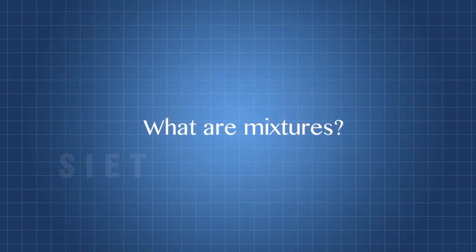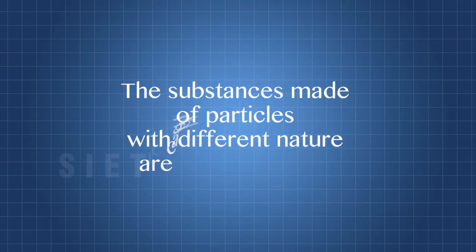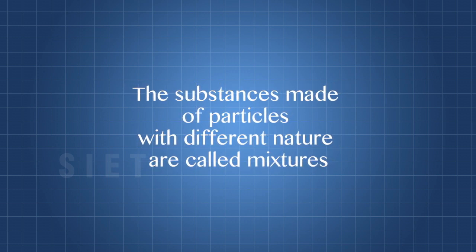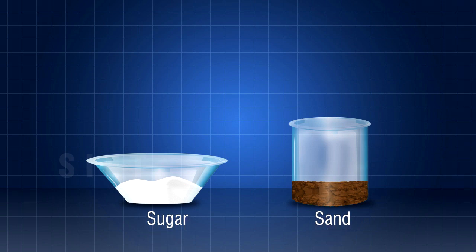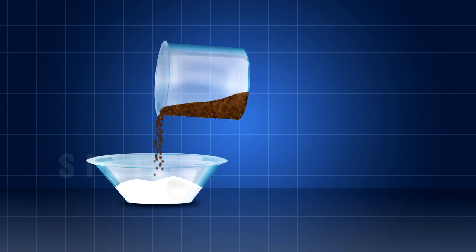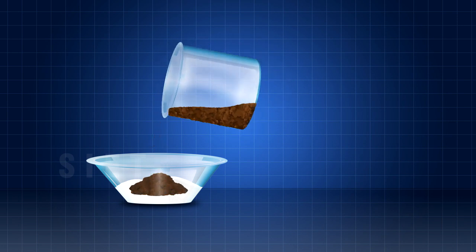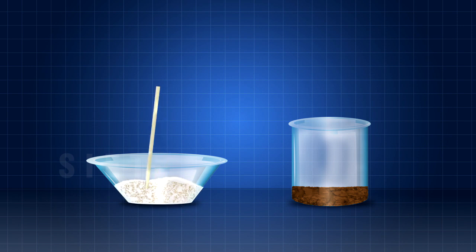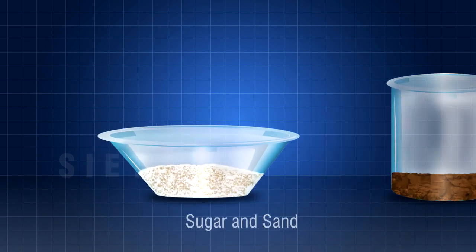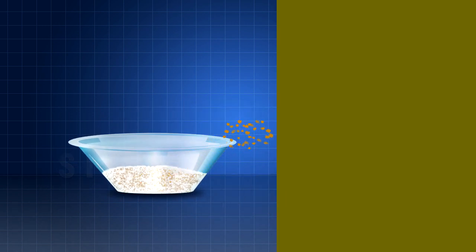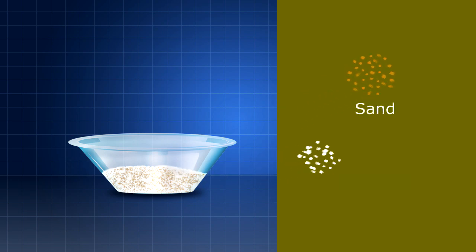What are mixtures? The substances made of particles with different nature are called mixtures. That is, a mixture is a combination of two or more substances which are not chemically the same and do not chemically react together. For example, look at the mixture of sand and sugar. A mixture has the same properties as that of its component elements and can be separated by physical means.